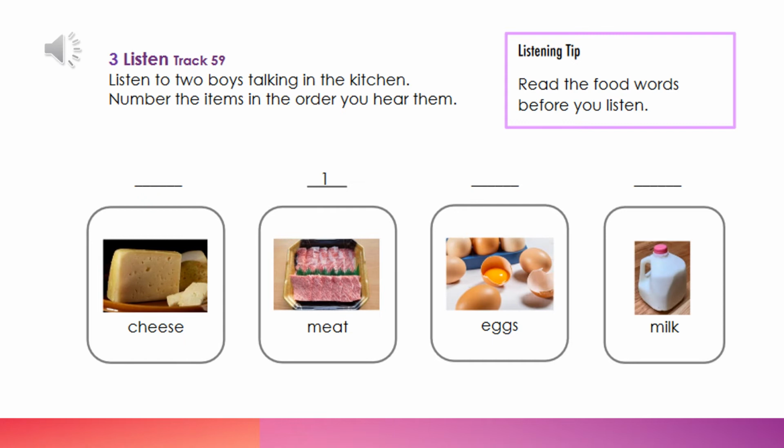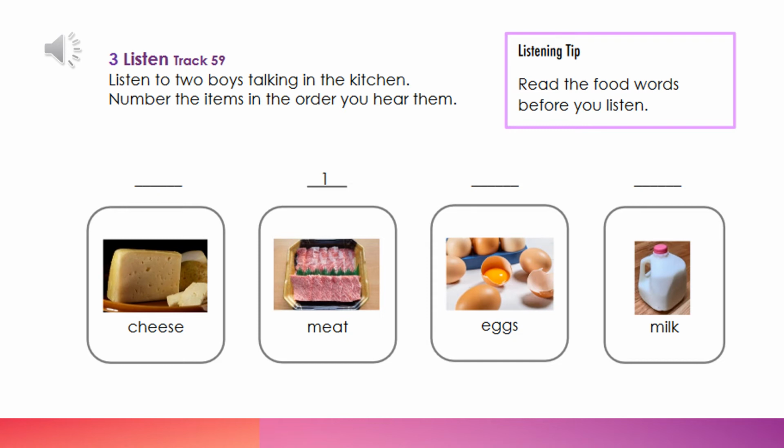We have to write the number above each item I listen to. Number 1 is written for us, meat. Once I hear meat, I have to write number 1. The second item I hear, I have to write number 2. And the third item, I have to write number 3, and so on.